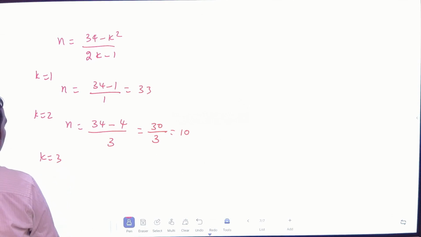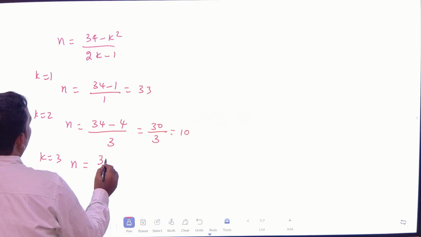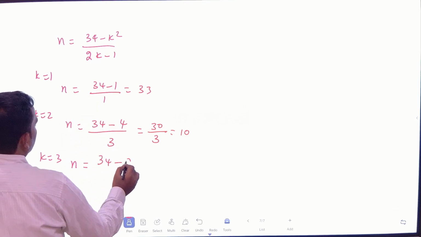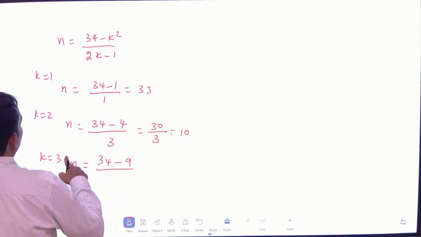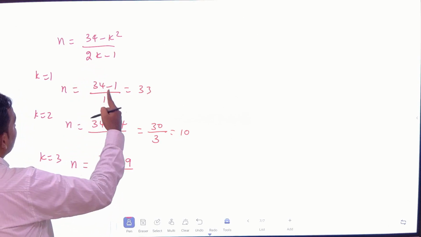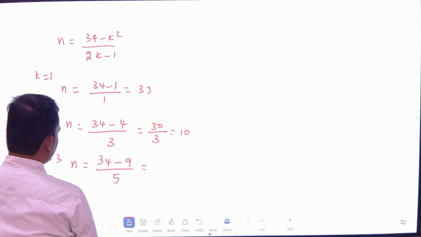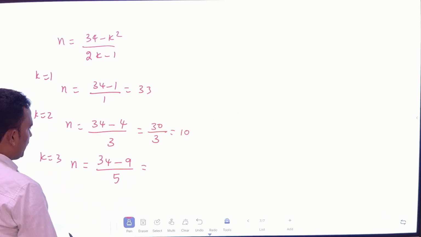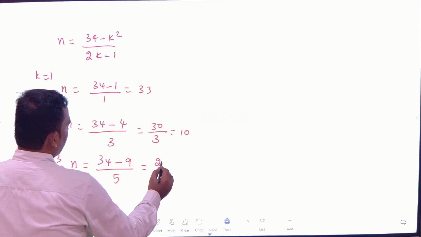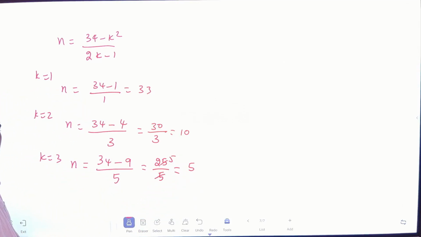Suppose k is equal to 3. Let's substitute 3. n is equal to 34 minus 3 square, which is 9, divided by 2 into 3, which is 6, minus 1 is 5. So 34 minus 9 is 25. 25 by 5, so this is 5 times, right? Yes, good. I think all of you understood, right?